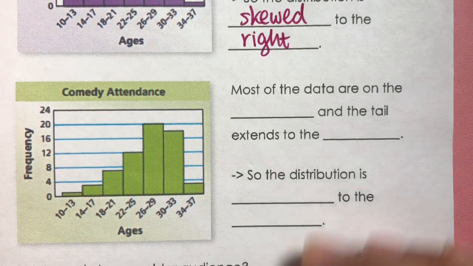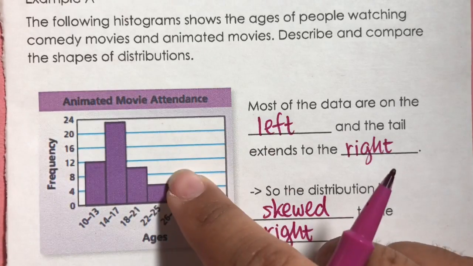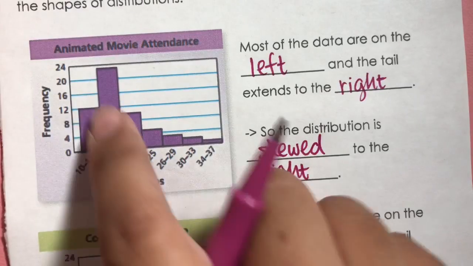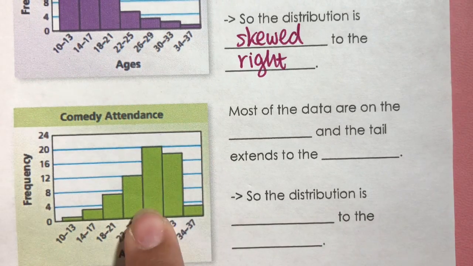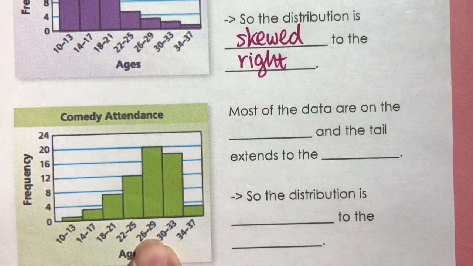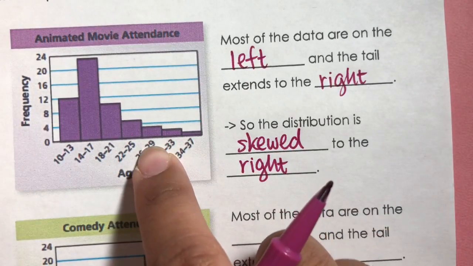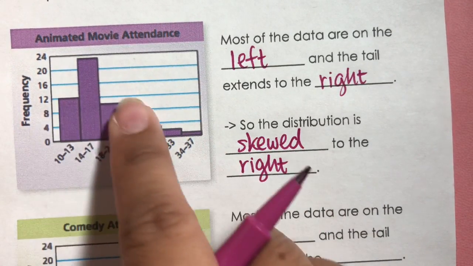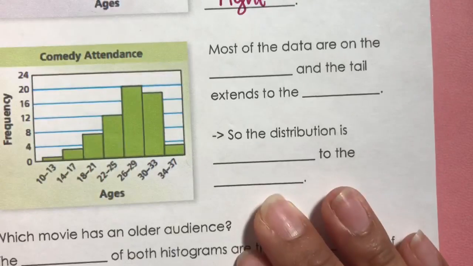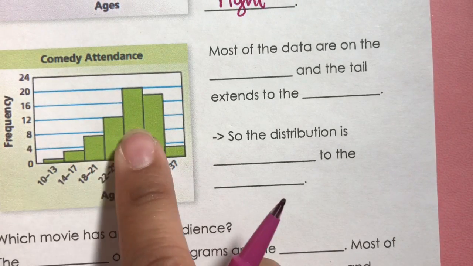All right, so for this next one, we're going to be comparing these two histograms. This is the animated movie attendance, and this is the comedy attendance. Now, what do you notice is different about this histogram? Okay, so this one, we notice all the data is towards the left, and the tail is extending to the right. But for the comedy attendance, it's opposite.